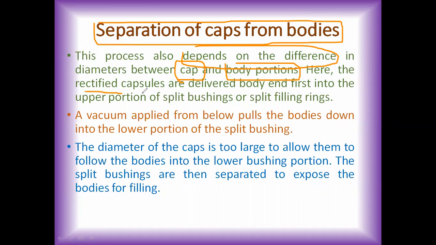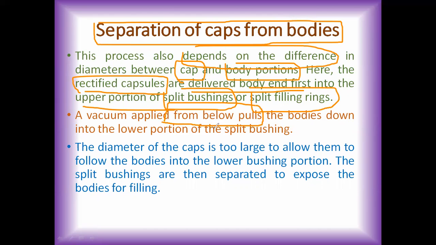Here the rectified capsules, in the first step or in the first operations, are delivered body end first into the upper portion of a split bushing or split filling ring. Now what happens over here is, you want to separate the caps from the bodies. So in the machine, in the upper position we have a split bushing or split filling rings which are used for this purpose. Vacuum applied from below will pull the bodies downwards.